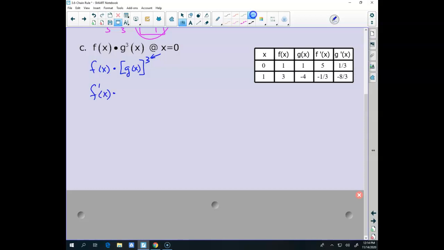Hold on, we have a whole product here. So I have a u times a v. The derivative of the first term is f prime of x, times the second term, which is g of x cubed, plus the derivative of the second term. Well, that's 3, leaving g of x in it and calling it squared, times chain rule g prime of x, because that's inside, times the first term, f of x.